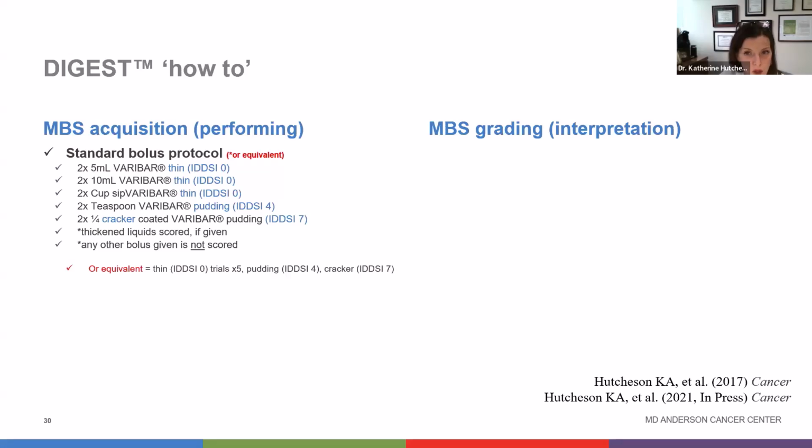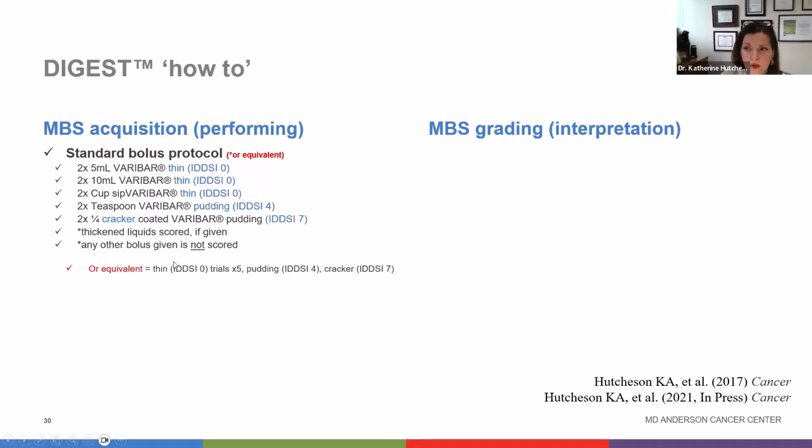The first step to performing the swallow study in a way that makes Digest feasible is using a standardized bolus protocol. We do not have a Digest protocol. Our goal has always been that Digest would be scalable to work under different standardized protocols, and that's part of what we're testing in our implementation study right now. But what I share on this slide is the bolus protocol that we use at MD Anderson.